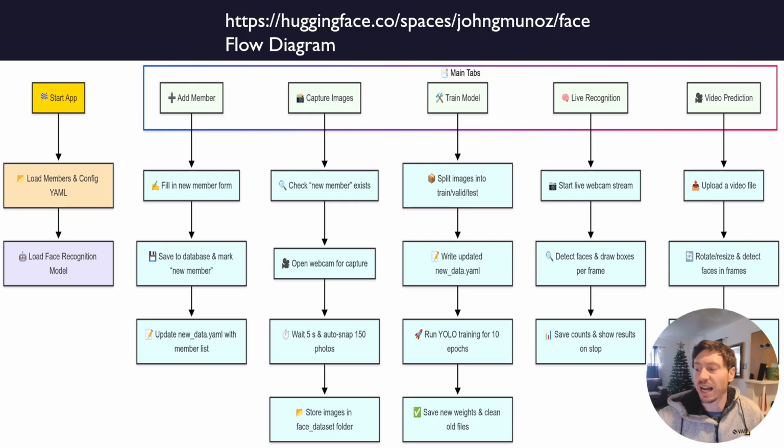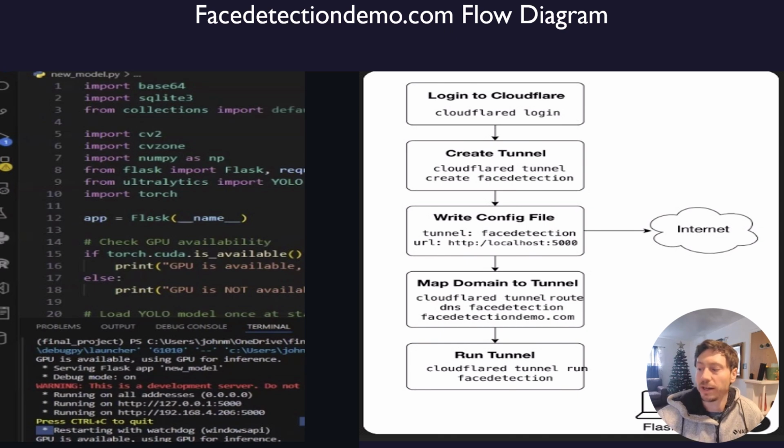This is a high-level overview of how the dashboard works. You see how it starts the app. You can add members, capture images, and train the model. There's live recognition and there's video prediction. If you really want to get into the weeds, this slide explains the whole flow of the dashboard.